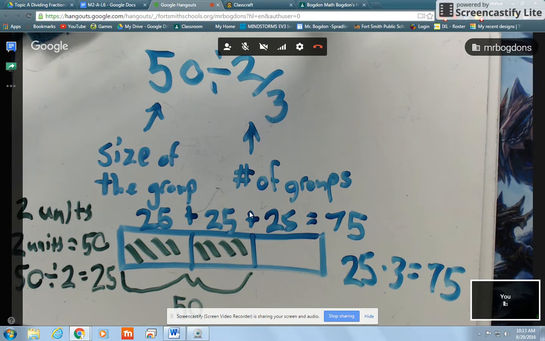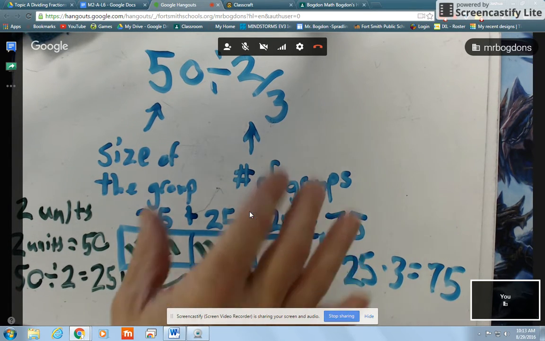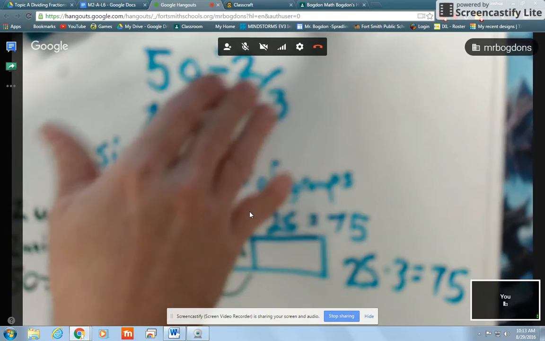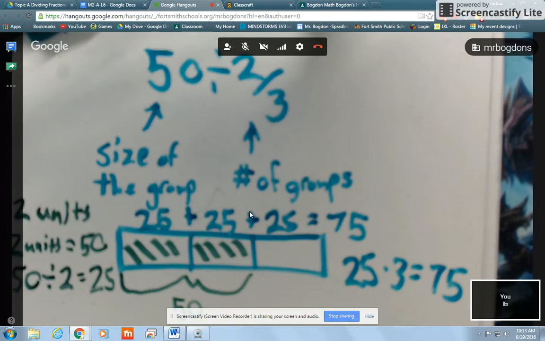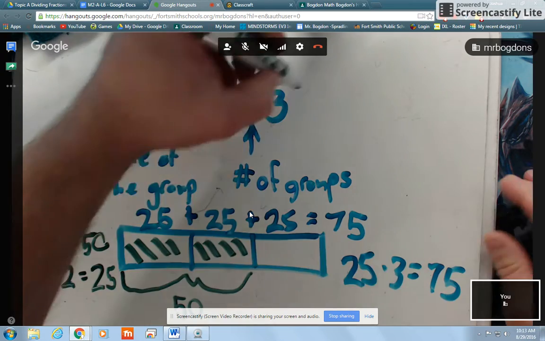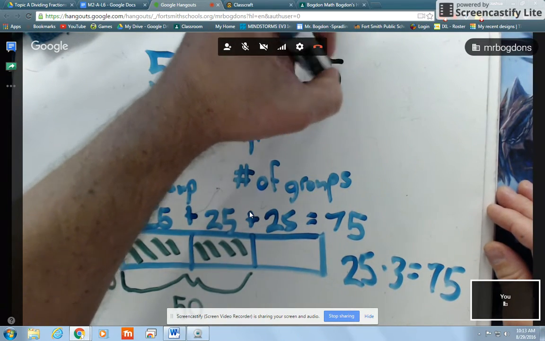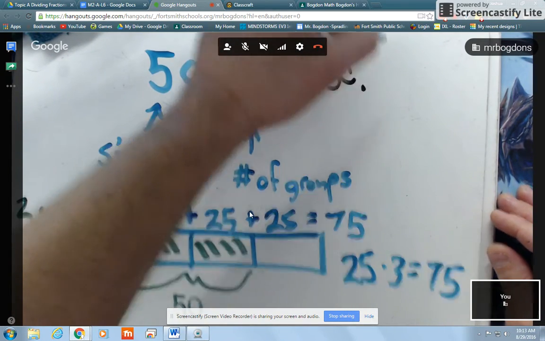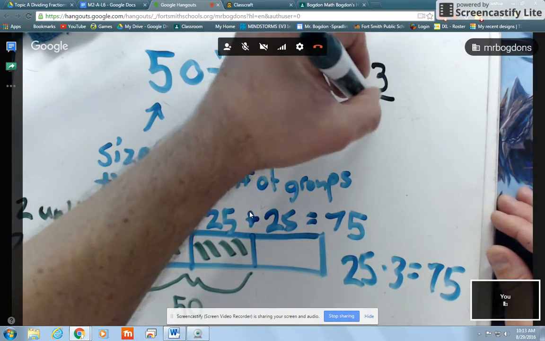Now, last week, I said I didn't want you guys to get too stressed out about the models, okay? That's just there proving why. The model is there to prove why the keep change flip works. So let's go ahead and look at this from an algebraic standpoint. How can I rewrite this 50 divided by 2/3 as a multiplication expression? Yeah, 50 times 3 over 2.